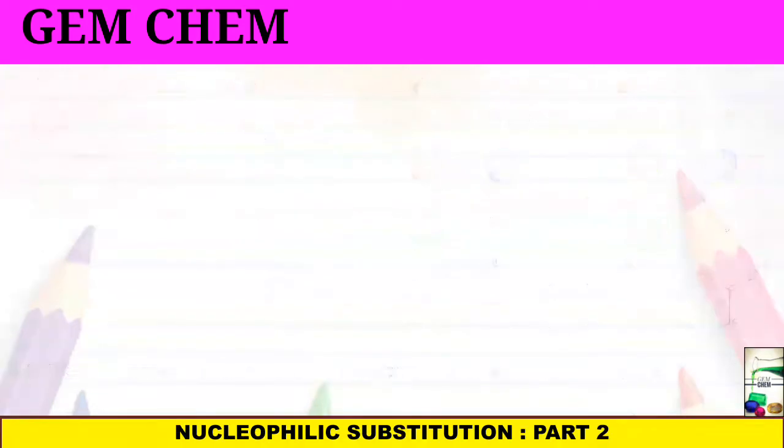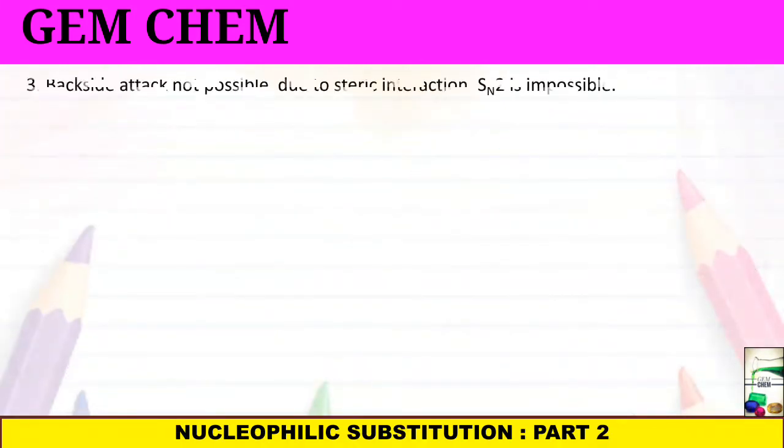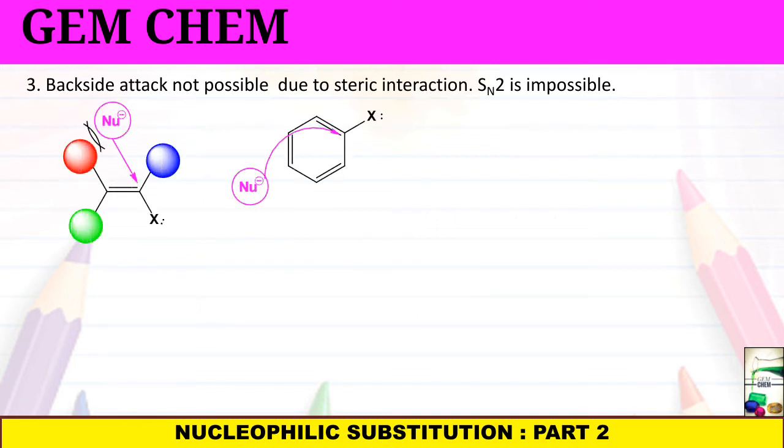And if we consider the next part, backside attack is not possible due to steric interaction, which implies that SN2 is not possible since backside attack is not available. If you see here, if the nucleophile tries to come from the backside of X, then it will face steric hindrance with these two groups. And if it tries in this case also, it is never possible because the aromatic ring is present at the backside. Thus nucleophilic substitution does not occur.